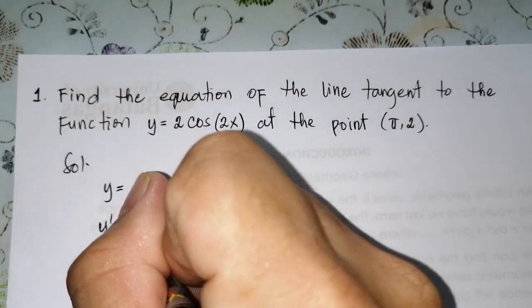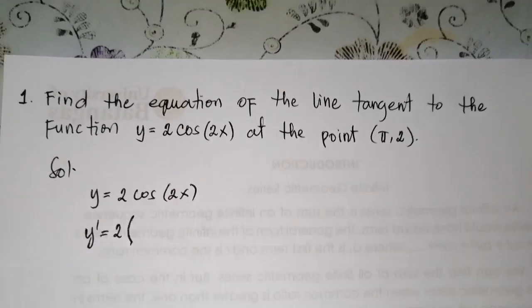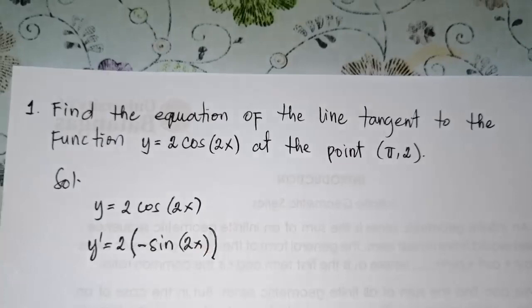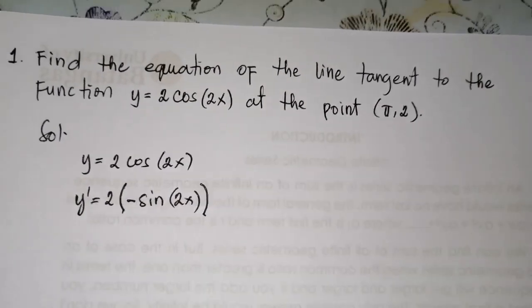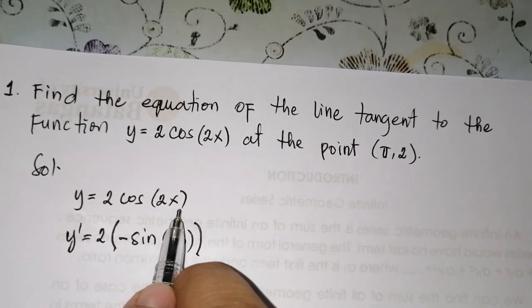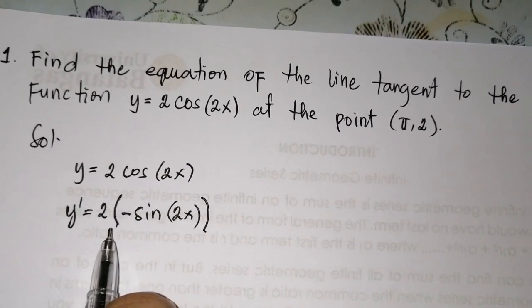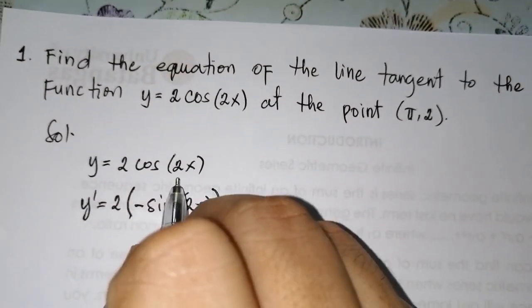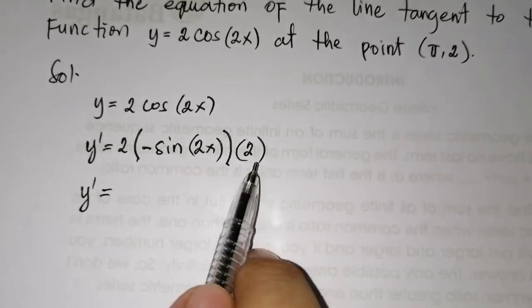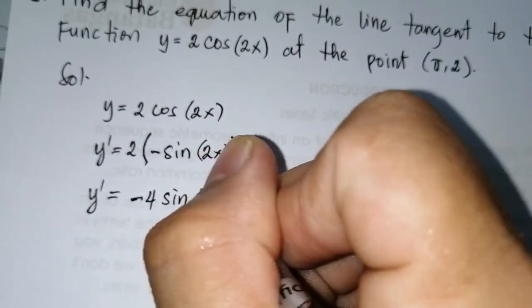So y prime would be 2 times, you can factor out the 2, the derivative of cosine is negative sine. So this will become negative sine of 2x. But remember that we need to use the chain rule. So using chain rule, we can let 2x is equal to u, then get the derivative of this. Actually, cosine 2x would be cosine u, and the derivative of that is negative sine u du. So meaning, I need to multiply that 2 times negative sine 2x by the derivative of 2x, and the derivative of 2x is 2. So simplifying, this will become 2 times 2 is 4 times negative sine 2x is negative 4 sine 2x.